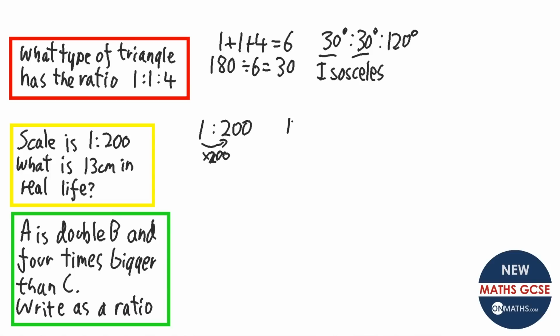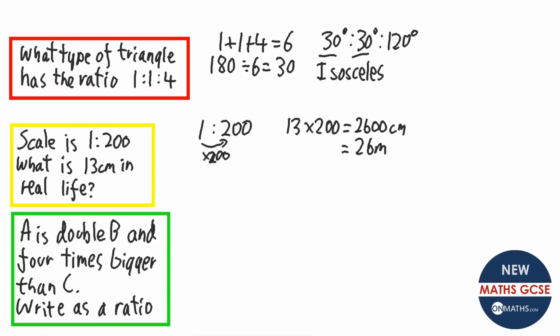So we've got 13 here. We've just got to times it by 200, and an easy way of doing that is times it by 2 to give us 26, and then times by 100 to give us 2,600 centimeters. Now normally it will say it wants it in meters, so we need to understand that that's going to be 26 meters because there's 100 centimeters in a meter.